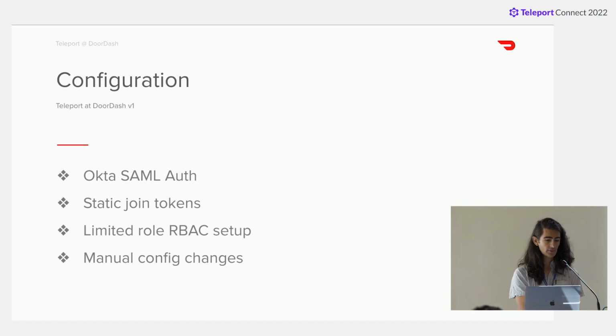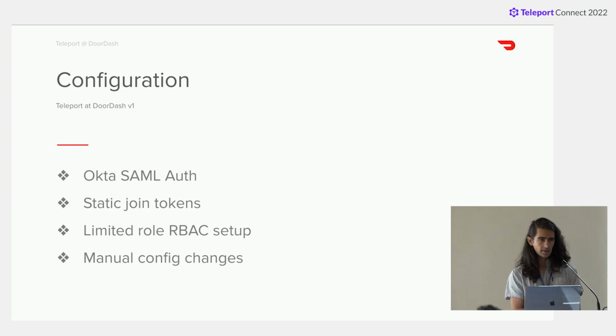Another choice we made was to go with static join tokens as opposed to dynamic join tokens. I'm sure there's a lot of discussion around this, but for example, if we went with dynamic join tokens, if you needed to restart a workload or update a workload, you would need to regenerate a new dynamic token. As opposed to going with static tokens, you can just restart your workload and have it automatically connect to Teleport. So this made running some of our remote workloads a lot easier.